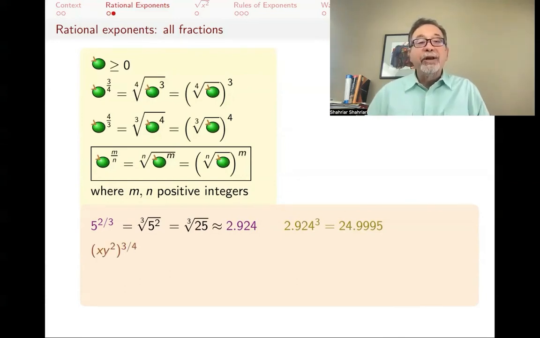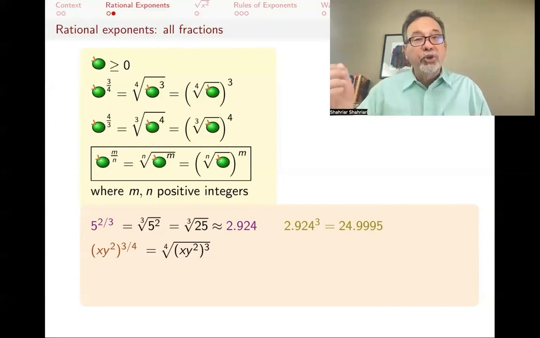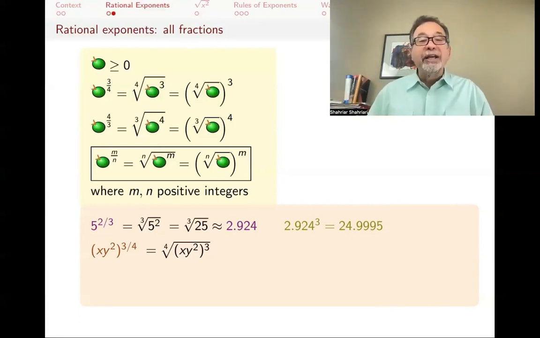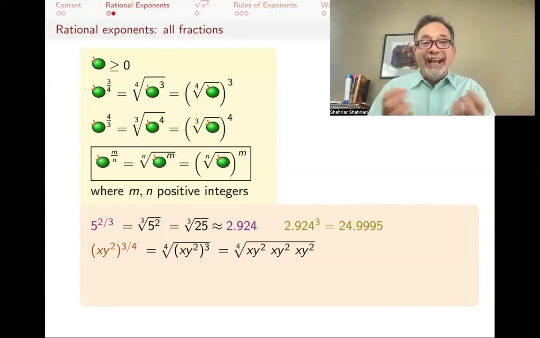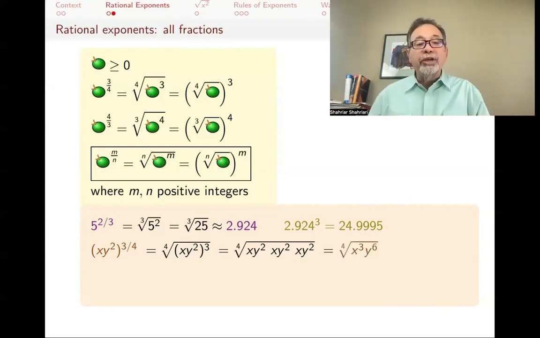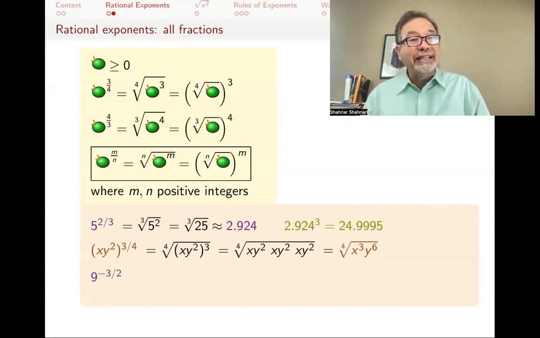What's xy squared raised to the power 3/4? It's the 4th root of xy squared cubed. What's xy squared cubed? That's xy squared times itself 3 times. So it's the 4th root of xy squared times xy squared times xy squared. When you multiply those, the x's combine and the y's combine, so you get the 4th root of x cubed y to the 6th.